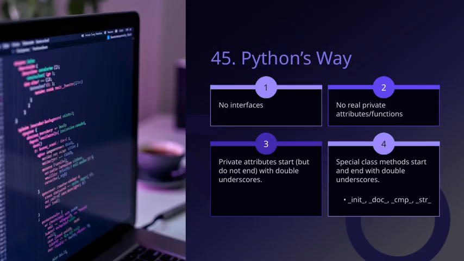Now, Python does have special class methods that are quite important. These start and end with double underscores as well. Think of methods like __init__ for initialization, __doc__ for documentation, __cmp__ for comparisons, and __str__ for string representations. These special methods enable Python to interact seamlessly with objects, providing a consistent and flexible way to define behavior. So overall, Python's approach emphasizes simplicity and readability, relying on conventions rather than strict access controls, but still providing powerful tools through these special methods.